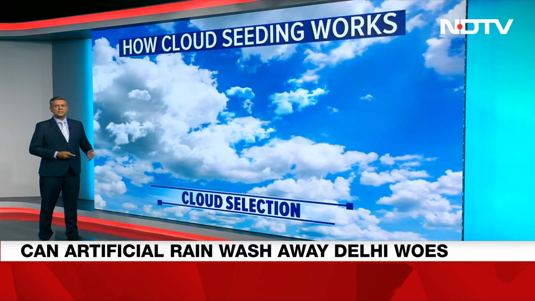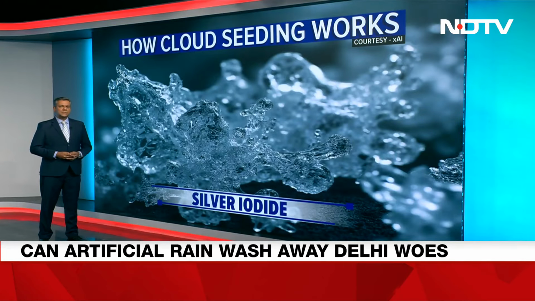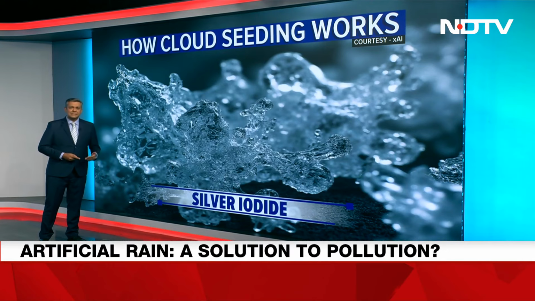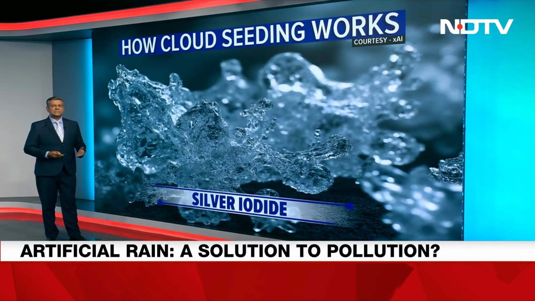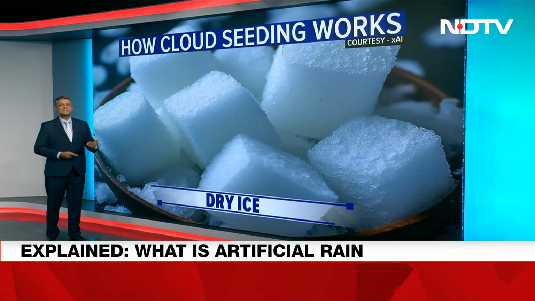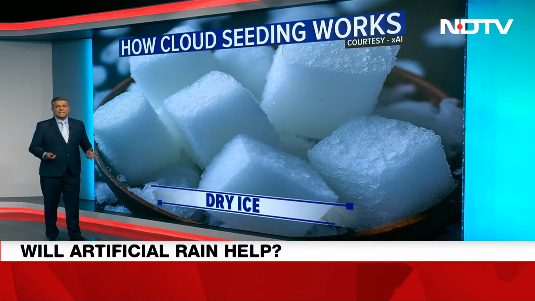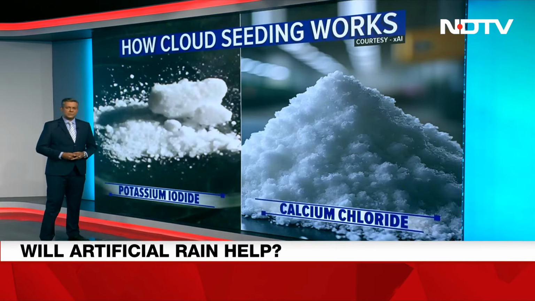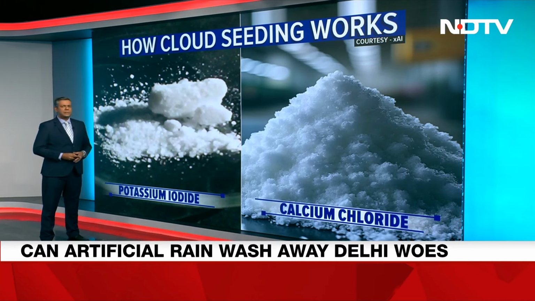Now, common agents are used for seeding. This includes silver iodide, which is often used because its structure mimics ice. Dry ice, in other words solid carbon dioxide: when this sublimates, it cools the surrounding air, leading to the formation of ice crystals. Potassium iodide can also be used, or even calcium chloride. These are also chemicals which could be used to induce rainfall.